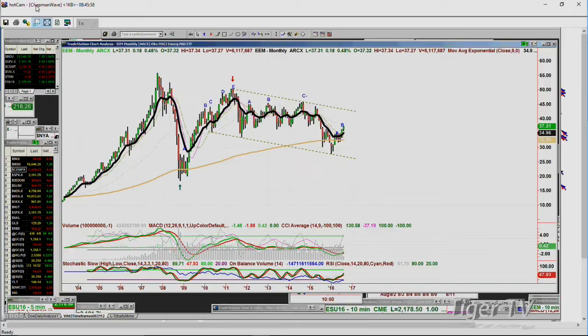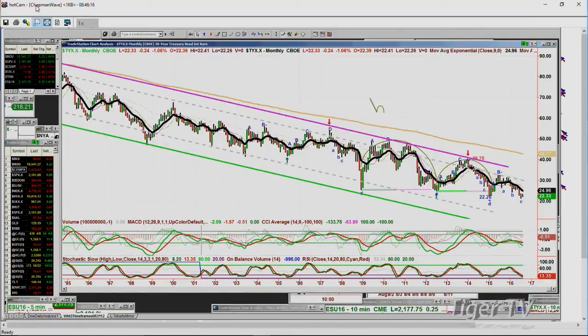Okay. Now, a couple of things I want you to do here. I just want to click again right there. What I want you to do is this. Within the context of the TYX.X, this is the Japanization of our bond yields.